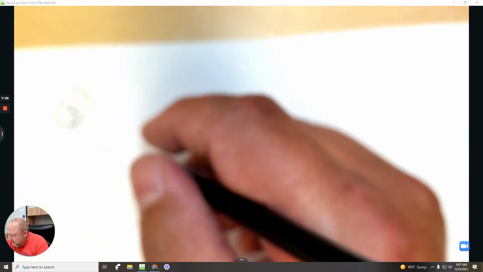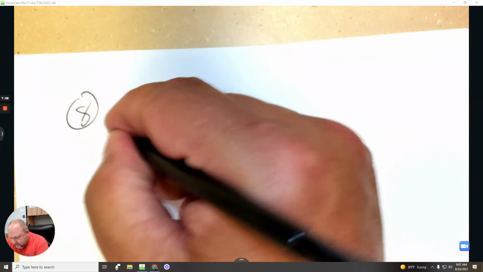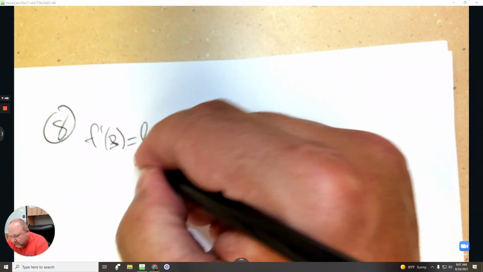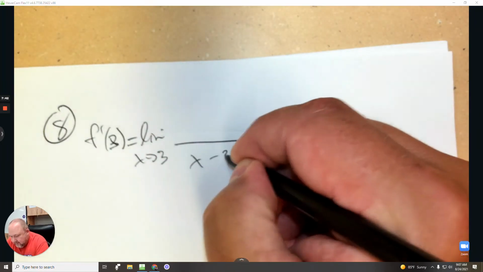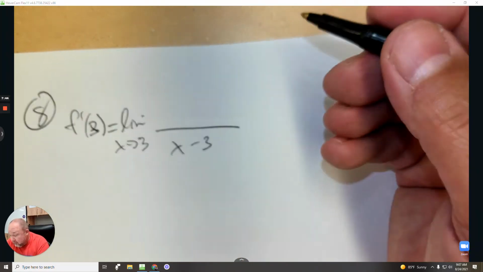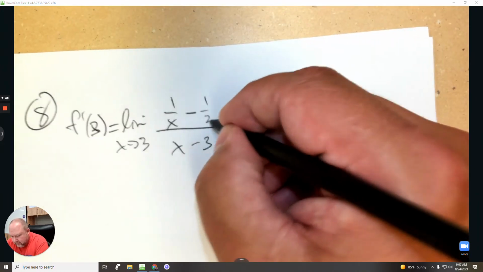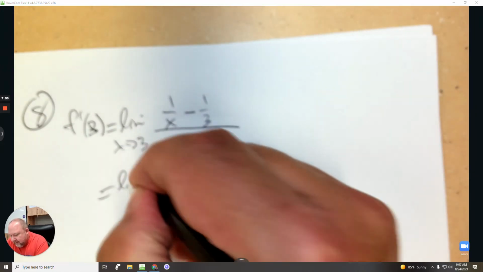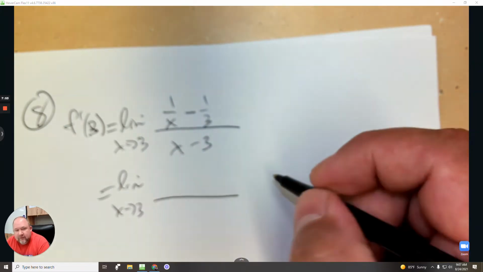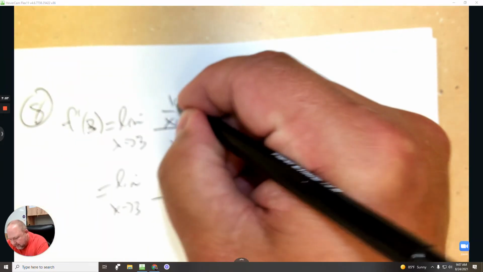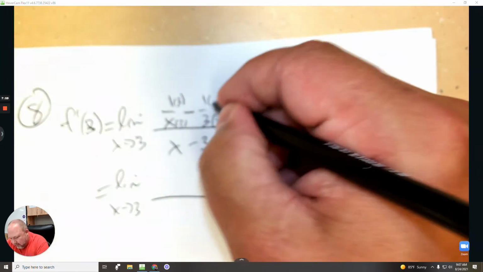In number 8, to find the derivative at 3, the limit as x approaches 3, the denominator is going to be x subtract 3. The numerator is going to be the function. Subtract, plug in 3 for x, and that's 1/3. To simplify this, we need common denominators. So we're going to multiply by 3, top and bottom, and by x, top and bottom.